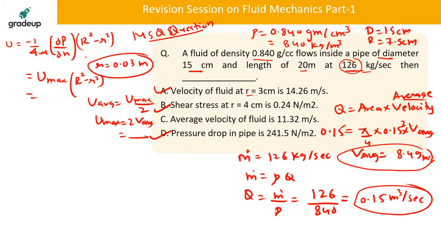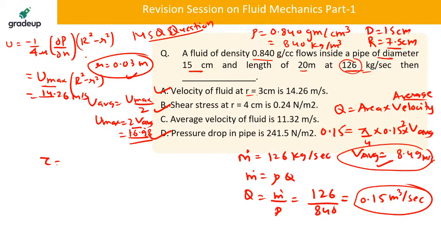For option A, you have found the average velocity 8.49. Maximum velocity you will be getting is 2 into 8.49, which is 16.98. Okay, so you'll be getting 16.98 as the maximum velocity. Just put it here, you will be getting this value as 14.26 meter per second. R is equal to 7.5 centimeter, just put it into meter. This is 0.03 meter.